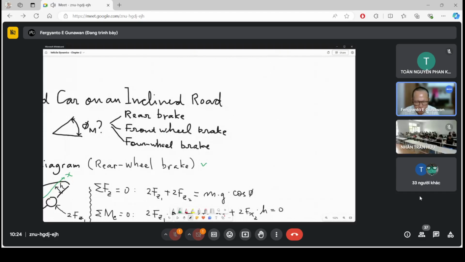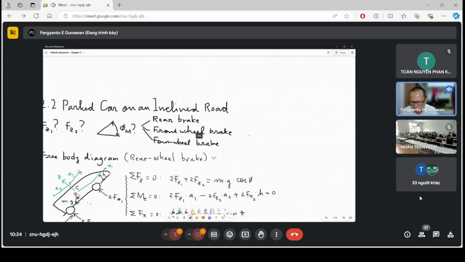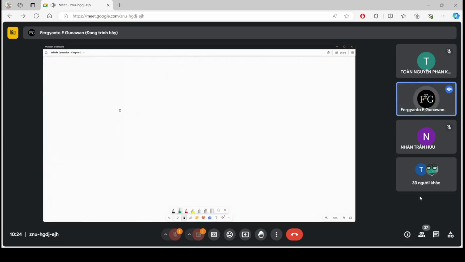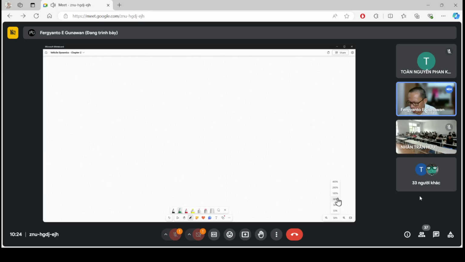and four wheel. Okay, so I'm going to give you a formula for the front and for the rear. So let's talk about the front wheel, right? Let's talk about the front wheel. So now we discuss the front wheel brake, right? Front wheel brake, right?